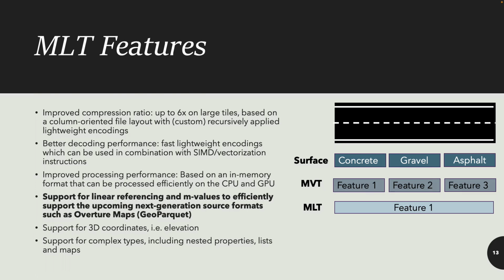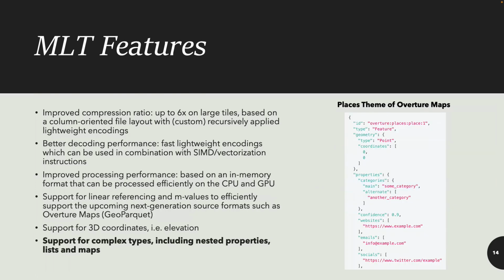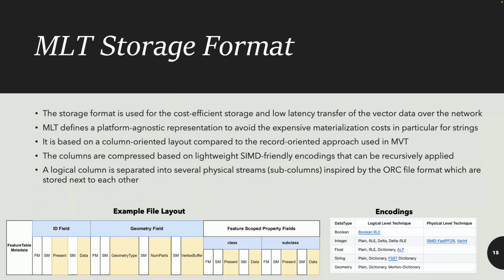Then there's also support for 3D coordinates and also for more complex types. Like with MVT, you have just flat data types, for example, primitive types like string, double, integers, and now you can have nested properties, so structs, lists, and maps, for example.